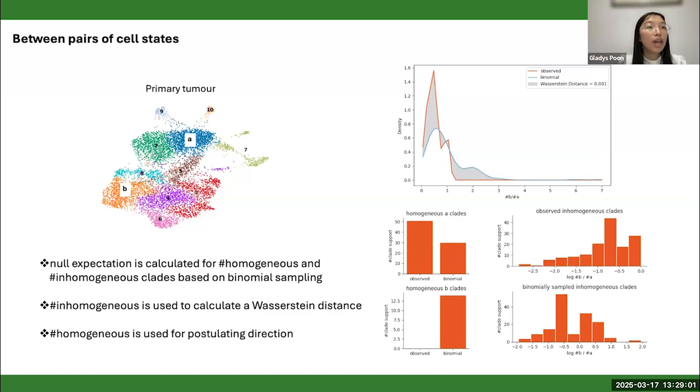And this metric is used as a primitive metric for indicating the signal that is present across the two cell states. We then weight it with the number of clades supporting this signal and use it as a method of quantifying the transition flux between the two cell states. The number of homogeneous clades is also important, and what we use it for is postulating the direction. So if we have a number of observed A clades being way more than the binomial expectation, and homogeneous B clades observed being way less than the binomial expectation for B clades, then we would postulate that the ancestral state was A, and therefore the transition flux comes from A to B.